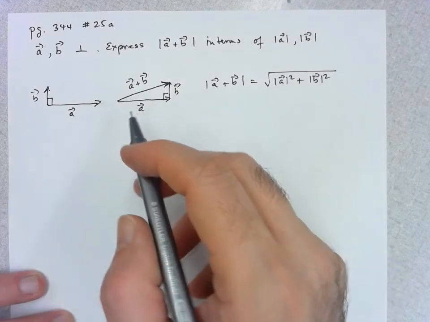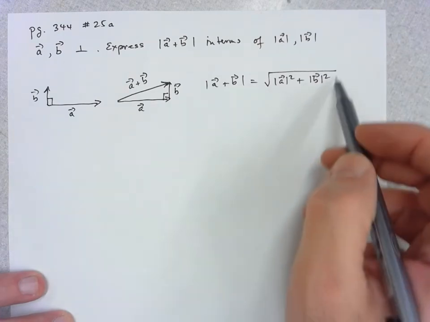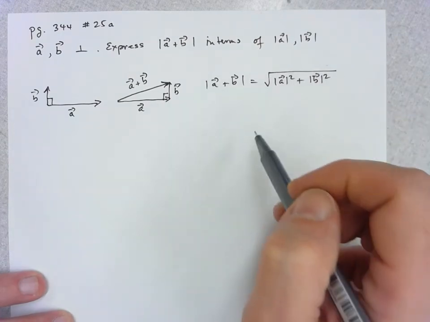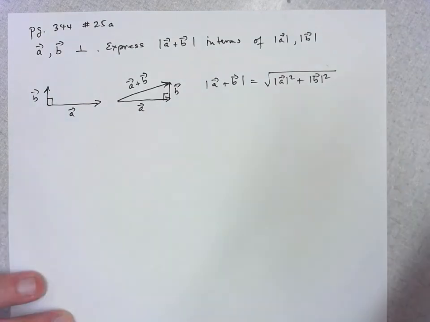I guess if I wanted a formula for the magnitude of two perpendicular vectors, this could act as a formula. But of course, the assumption in this question was that these two vectors were perpendicular. That's it for this one.